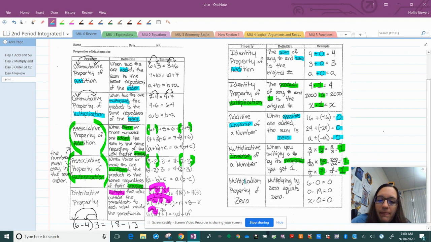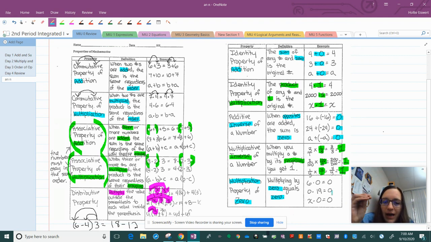And finally, multiplication property of 0. Now, multiplication had a property with 1, our identity property. It also has a property with 0. Multiplying by 0 gives us 0. I know you've used this one. See, we've used all of these.